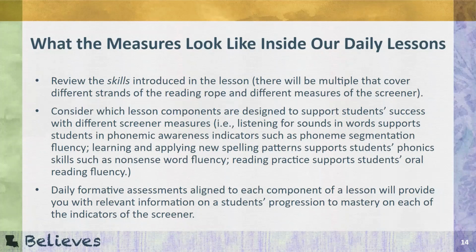Now, you have just completed reviewing the skills that were introduced in the lesson. In this lesson, it's hoped that you recognize that there were multiple skills covering different strands of the reading rope and different measures of the screener. So what you will see is that the very first part of the lesson had students working on phonemic awareness, right? They were listening to hear the R sound in words that were spoken to them. This is not a time for the flip chart to be on. This is a time where the students are just listening for and identifying when they hear that R sound in the word.